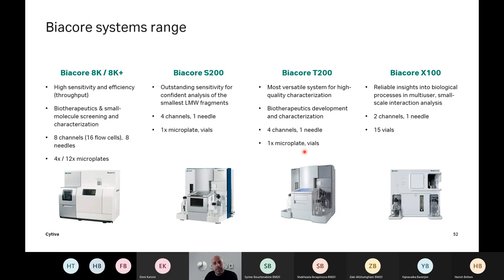We also have a series of software embedded functionalities that allow us, for example, to run immunogenicity testing, sensor run comparison, and so on. All of these are present in the Biacore T200 system.